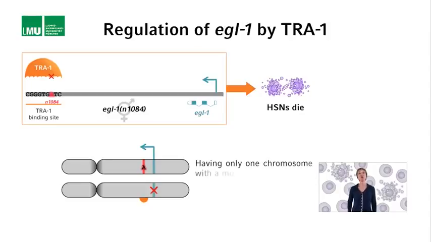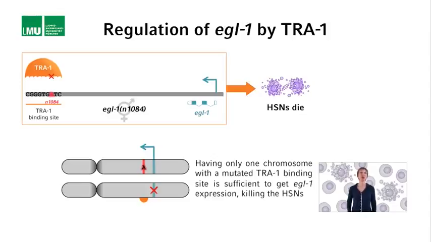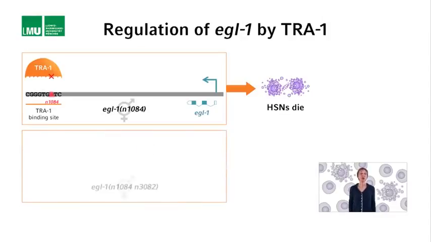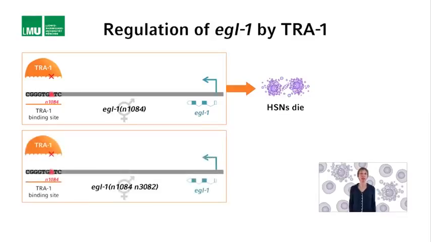Having one of the two AGO1 loci carrying the N1084 mutation is sufficient to get inappropriate activation of AGO1 transcription from the AGO1 transcription unit in cis, and hence inappropriate HSN death. Finally, in N1084 and 3082 hermaphrodites, the AGO1 transcription unit is also inappropriately activated.